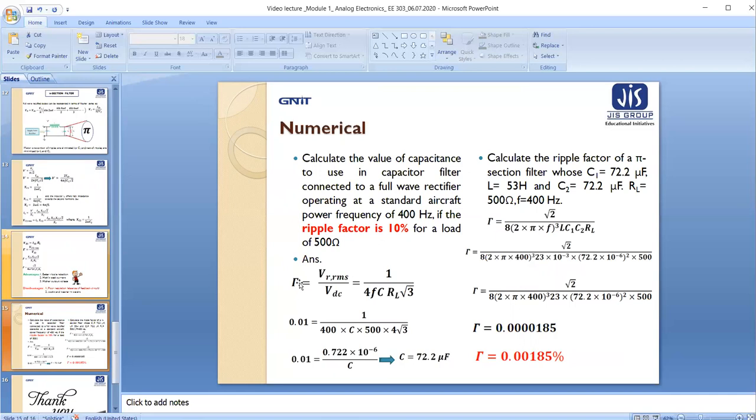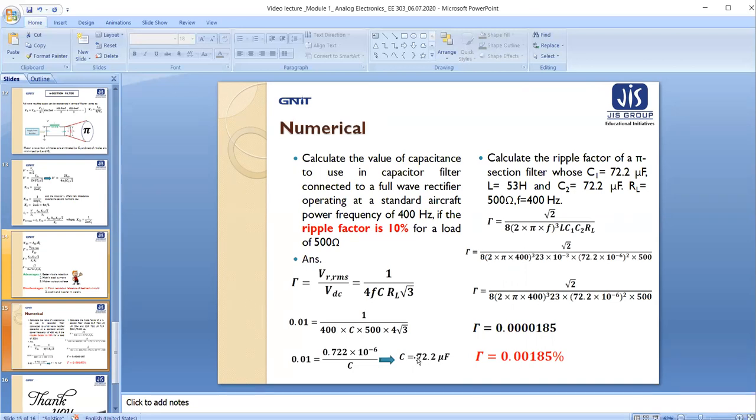Just put down the value of the ripple factor. Ripple factor equals 1 by 4 f C RL root 3. Please remember this formula. And then put down the values of f and RL. Here I have inserted the values. So after cross multiplication, we will get the capacitor value 72.2 microfarad. See, the value is significantly higher. It will not be available in a small size capacitor. The capacitor size is significantly high, 72.2 microfarad.